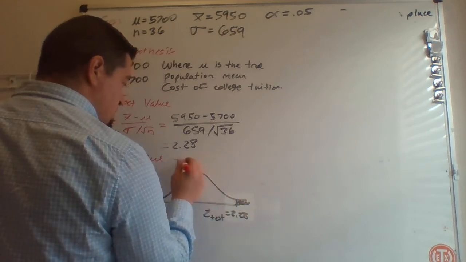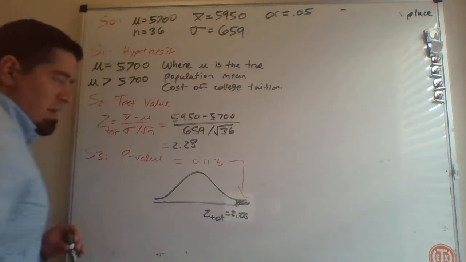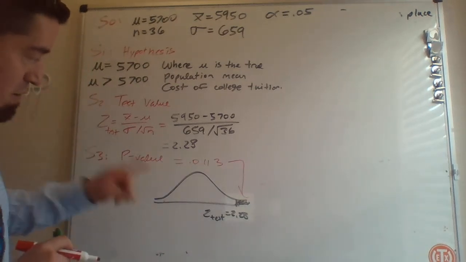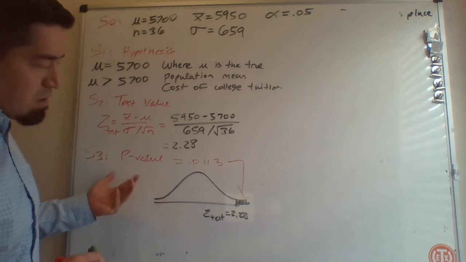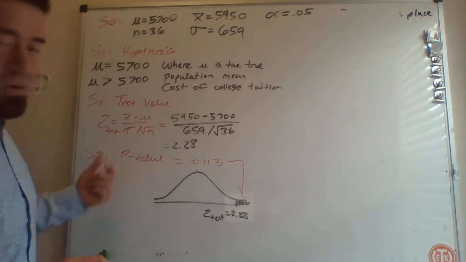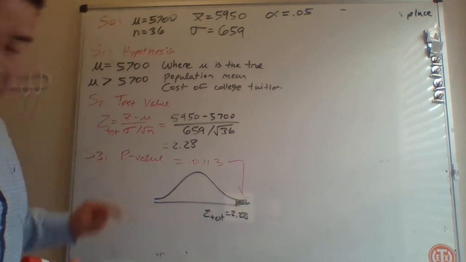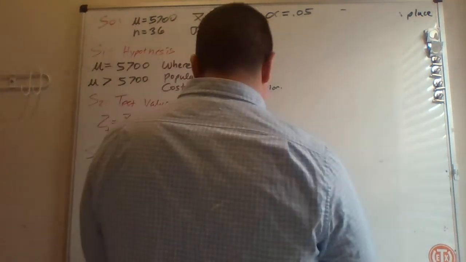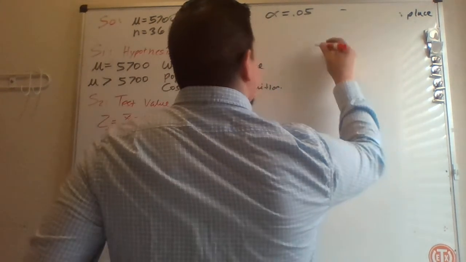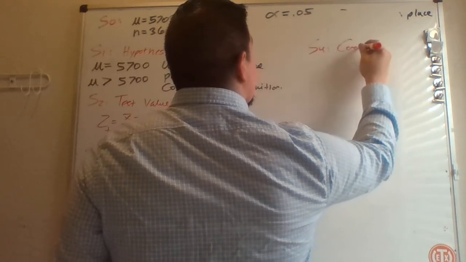So here, 0.0113. That's the area beyond z-test. Okay, so you have to remember z-test goes with p-value. Although we're not doing z-critical right now, z-critical goes with alpha. Okay, those are important. Okay, so now we have the p-value. Now we're ready for the conclusion. So step 4 would be conclusion.